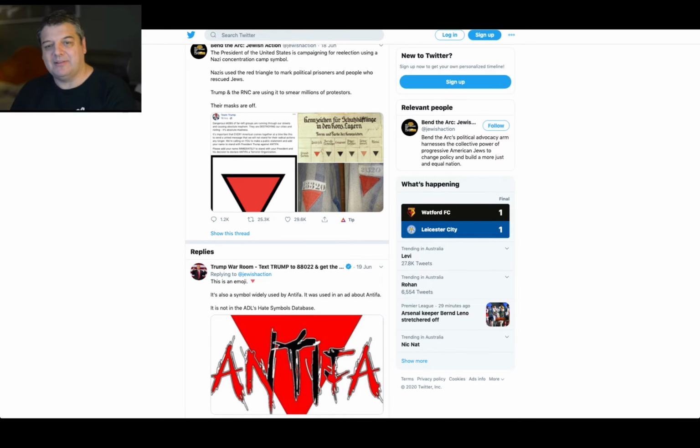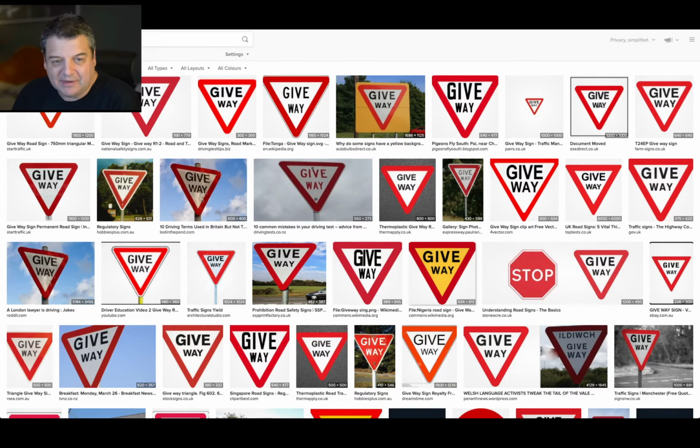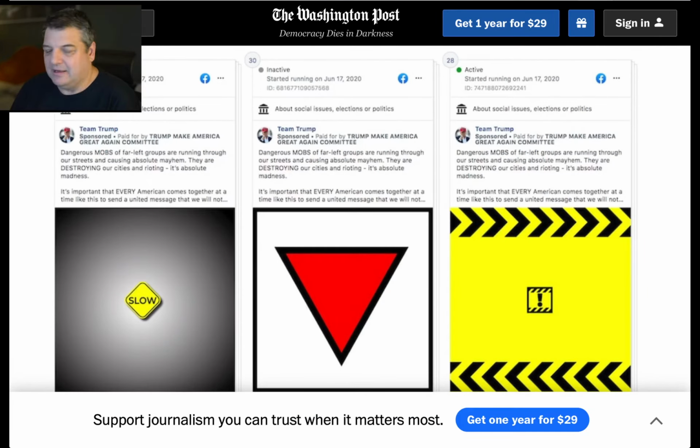It's crazy. But my best guess is, given the original ad, it's actually a giveaway sign. It's got nothing to do with Nazis, socialists and so forth. If you look at the original post, and I'll grab the original one on the Safari here, and if you look at them all, they are following a theme of traffic signs: the slow down sign, then you've got the giveaway or yield sign, and this one's like a cautionary sign as well. On the far right we have the left, slow, the middle, dangerous yield, and on the right, which they're just making up signs. It's just saying, stop destroying our cities. They're destroying our cities and rioting is absolute madness. And he's saying stop. That's basically what he is saying.